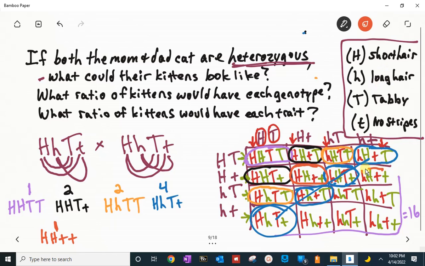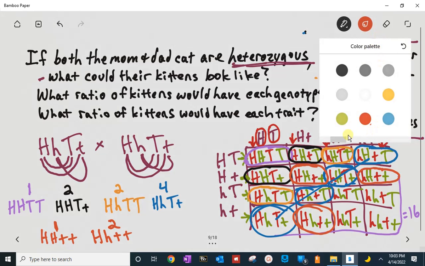Now let's go to the next square. We have a capital H, lowercase h, and two lowercase t's. Let me write this down: capital H, lowercase h, and two lowercase t's. So let's find all the squares that have that. We can find another one down here. We find a second one, so that's 2.